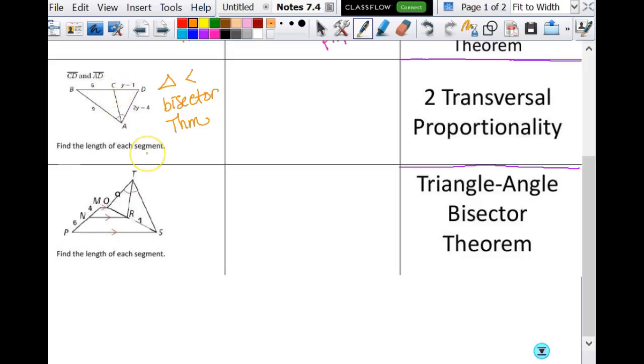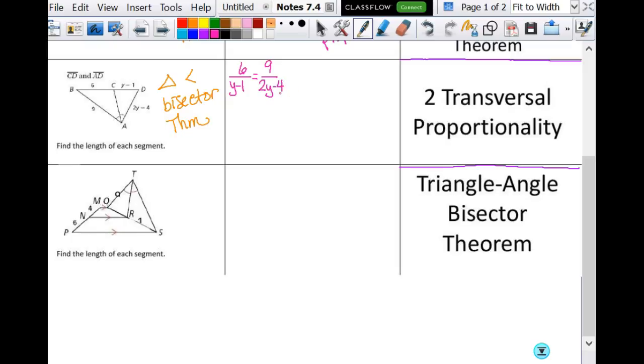We're looking for the length of each segment, so I'm going to have to figure out how these pieces are related to each other. So if you remember, what this says is that when the angle bisector divides the opposite side into pieces that are proportional to the other two sides. So the pieces are proportional to the sides. So what it's technically saying is you take the two pieces and make a fraction, so like 6 over y minus 1. And then you take the full sides and make a fraction out of it, but make sure you're consistent. If you're going to put 6 on top here, because it doesn't matter which one you start with, 6 is on top, then the side that's attached to 6 has to be on top over here. This is going to give me 9 over 2y minus 4.